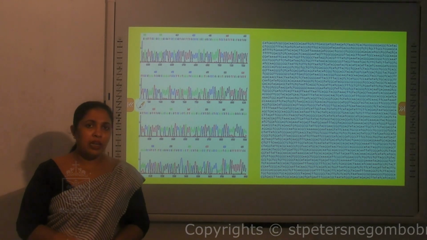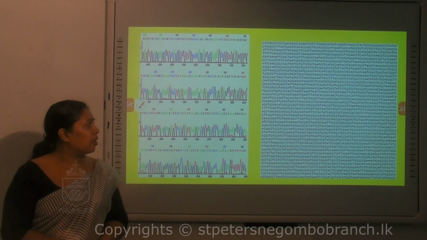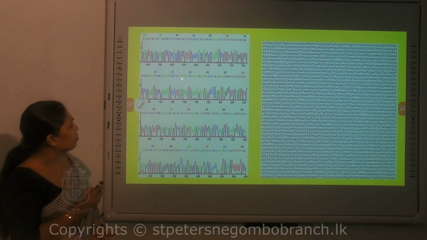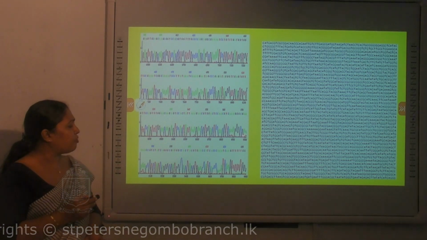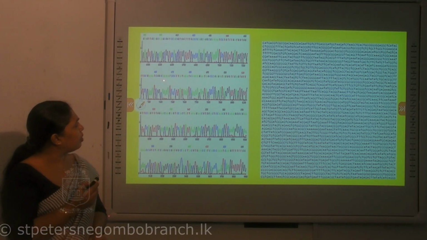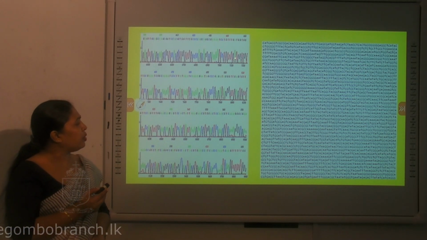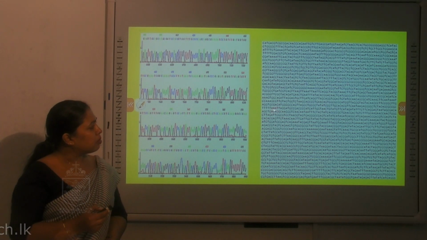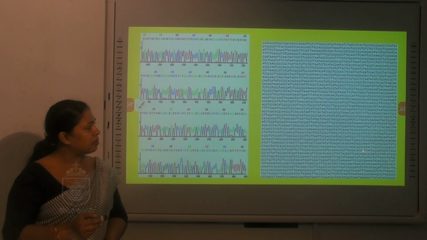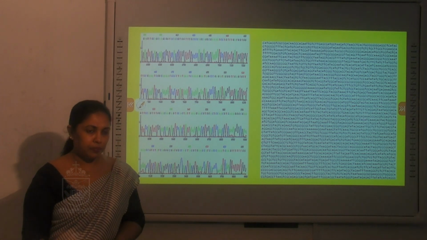This is a real electropherogram of a particular gene, and you can see how it comes as strips of plots, and under the plot the nitrogenous bases are there. When you read these peaks, the bases are written like this. This may have coding sequences as well as non-coding sequences.